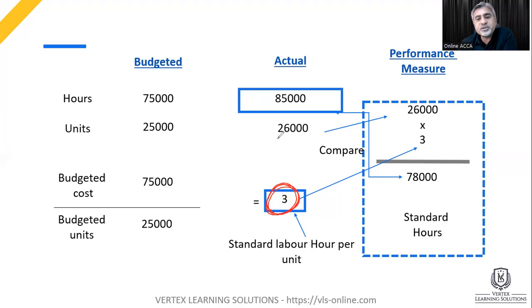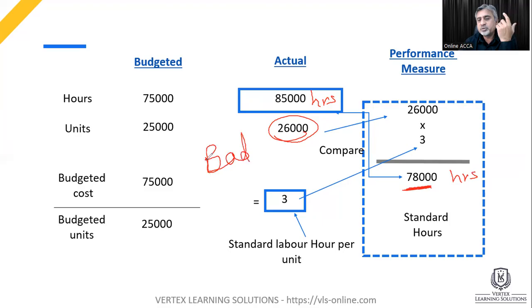So how many units did we actually make? We actually made 26,000 units. 26,000 times 3 gives me 78,000 hours. So this 26,000 output should have taken 78,000 hours. But in reality, it took 85,000 hours. Is it good or bad? I think that's bad news.